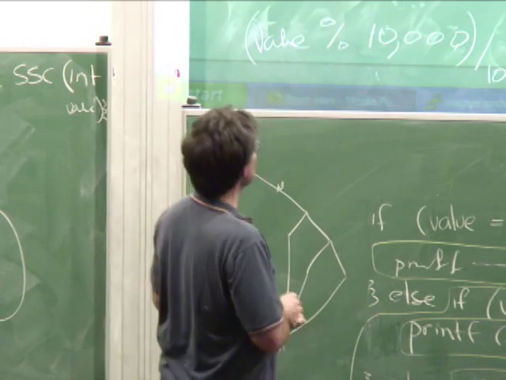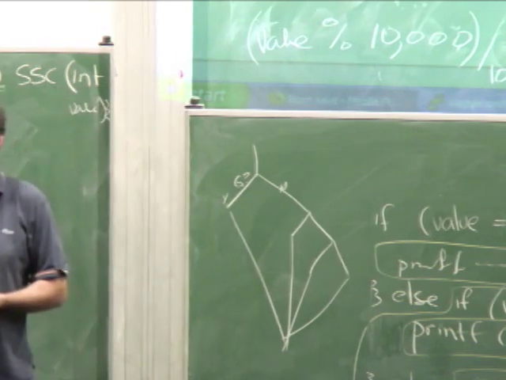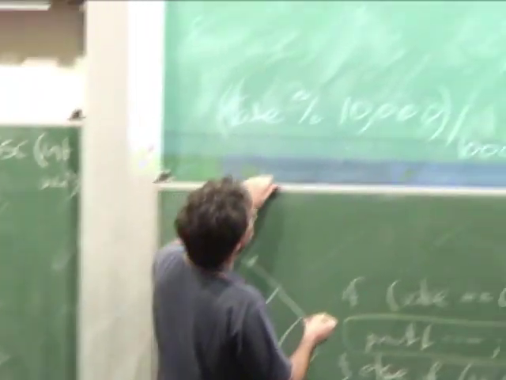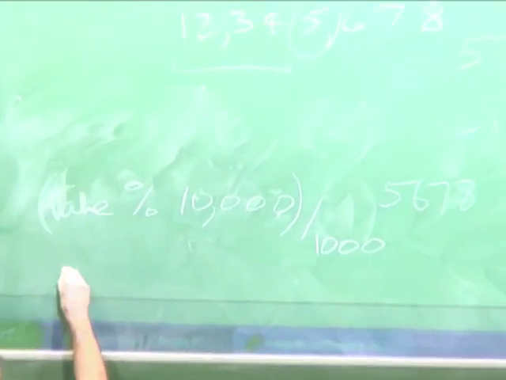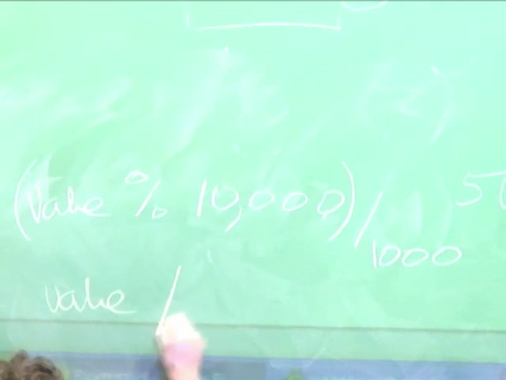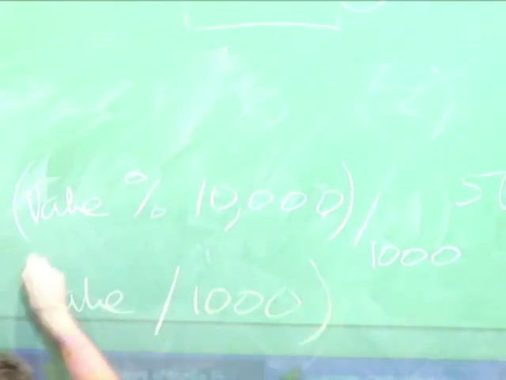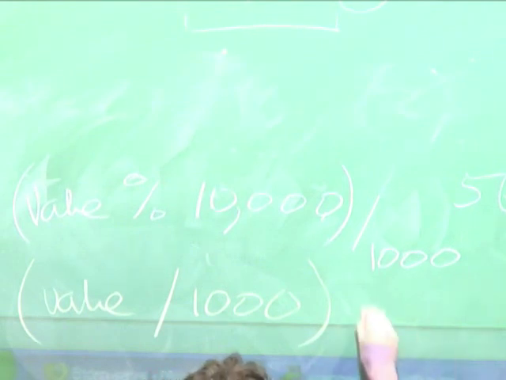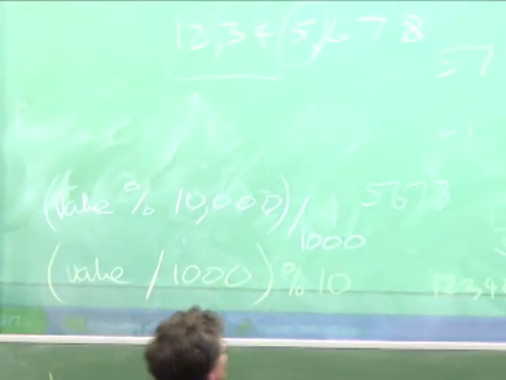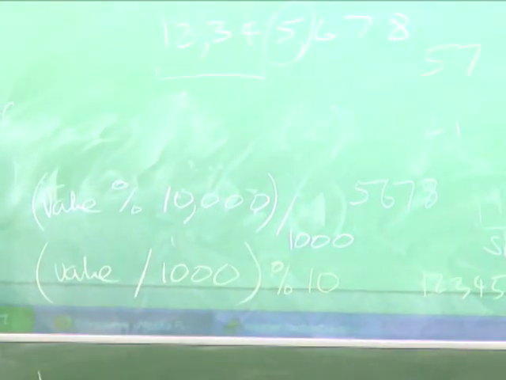What's another way of getting the 5? Well, the other way of getting the 5 is, someone tell me. Divide by 1,000. Yeah, value divided by 1,000. What's that equal to? That's 1, 2, 3, 4, 5. And then extract the last digit from that. Percent 10. Cool. What's your name? Sean. Well done, Sean. So there's two ways of doing it. In fact, you'll probably be able to think of other ways, but they're the two shortest ways of doing it.